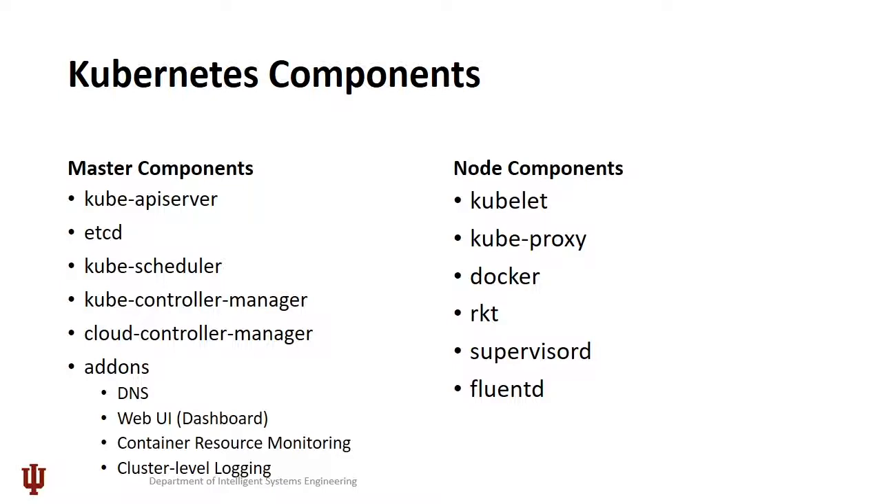We have on the node components the kubelet, the proxy, the Docker, the Rocket, or the Docker engine, depending on which engine you are doing there, SupervisorD and Fluent, in order to enable the clients to interface with the master and registering with them.